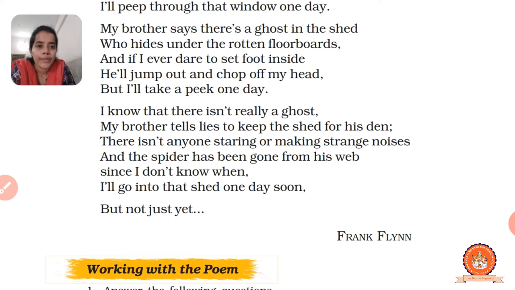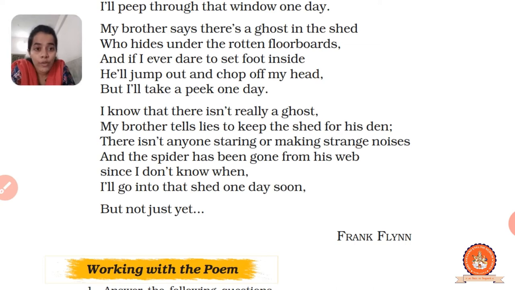Okay, so there isn't anyone staring or making strange noises, and the spider has gone from his web. So now the poet is trying to tell us that there is no one staring from the window, okay, and there is no one making different kinds of sounds from that window. Now the spider was also there, and had made the web over there, all right. Now the spider has also gone from that place, okay. Since I don't know when, so I will go into the shed one day soon, but not just yet. So here the poet is saying that I don't know when, but I have decided that I will surely go to that shed one day, okay.